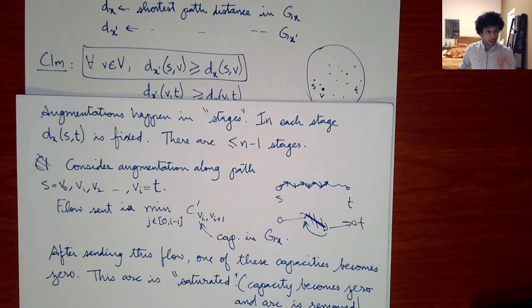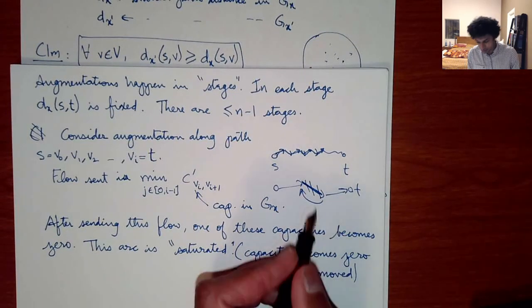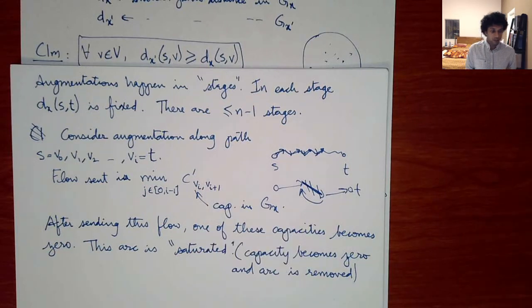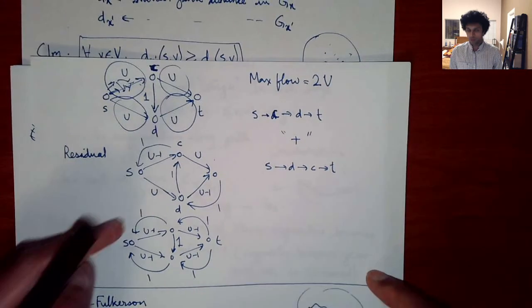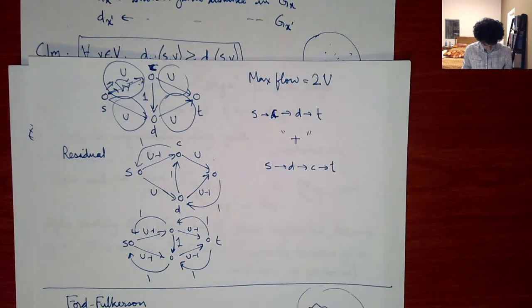It might come back. It might come back if in a later stage we send flow in the opposite direction. That example, if you recall, was the first example I did, where the arc would disappear and come back, and disappear and come back. So just because an arc disappears doesn't mean it cannot come back. But what we do know is that every time we send flow, one arc disappears, though we're going to create some new arcs.